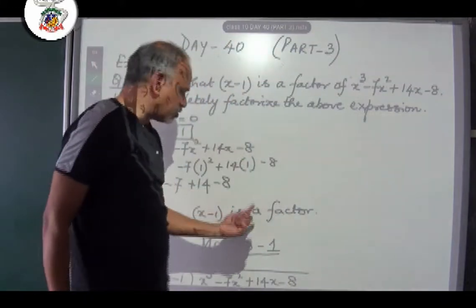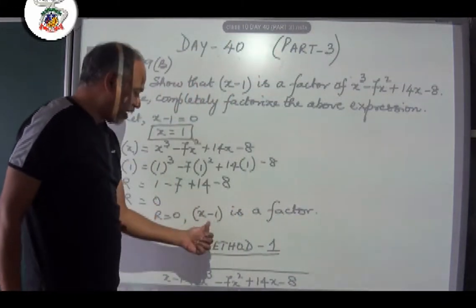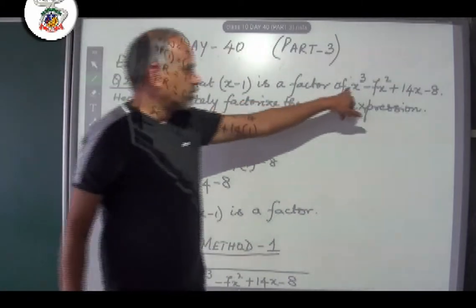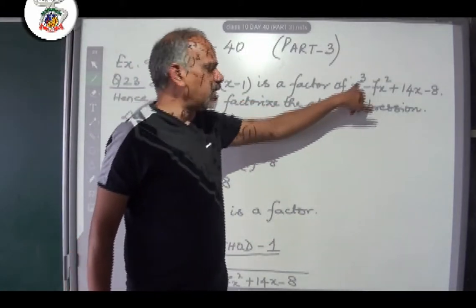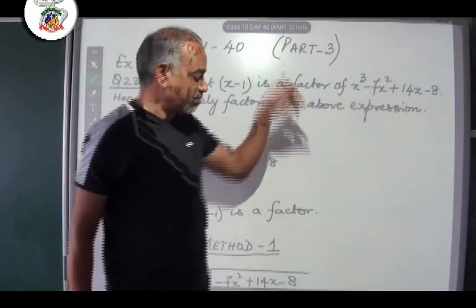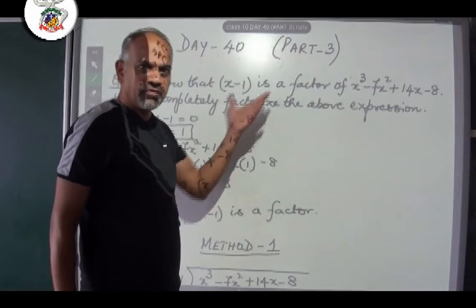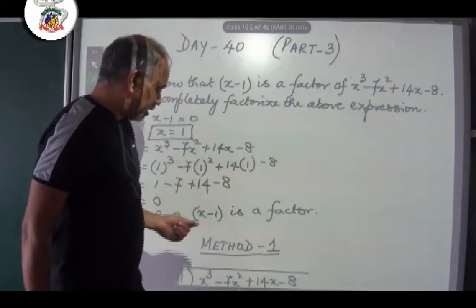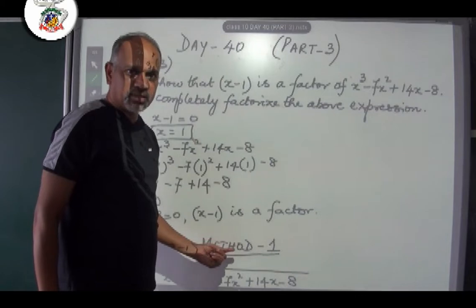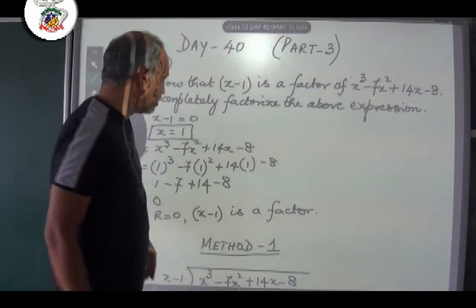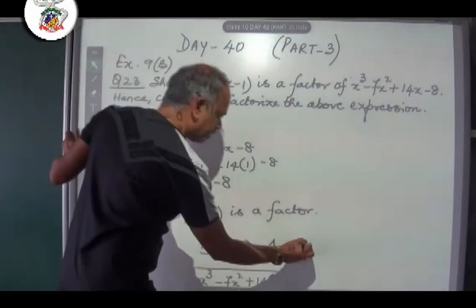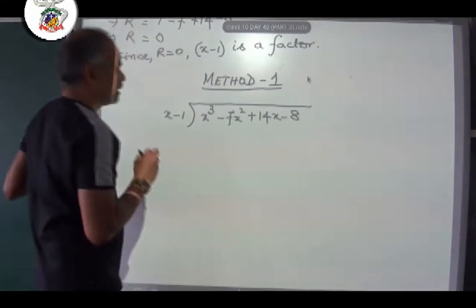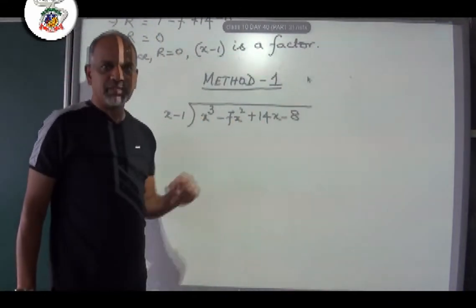So one of the factors you know. One factor is x minus 1. Now, as I told you, there are 2 other factors because the highest power of x is 3. So we are going to find 2 other factors. Now to find these 2 factors, I'll show you 2 methods of division. The first method is the normal division method.